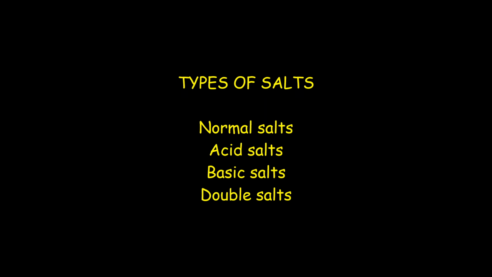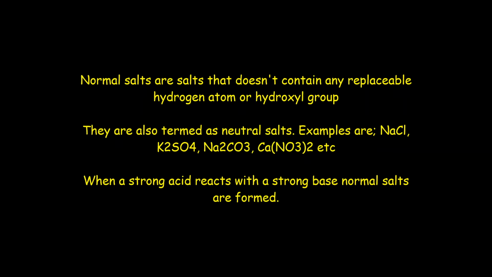Now we go to another step, that is the different types of salt. We have 4 different types of salt: 1, normal salts; 2, acid salts; 3, basic salts; and 4, double salts. Let's go for normal salts. These are salts that do not contain any replaceable hydrogen atom or hydroxyl group. They are also termed neutral salts.